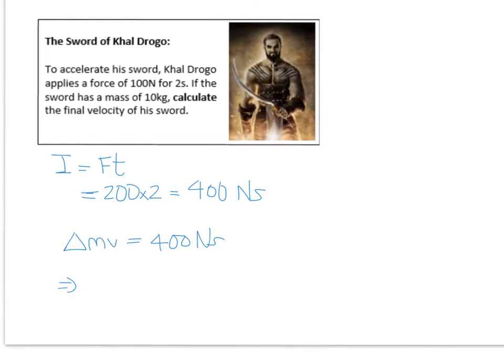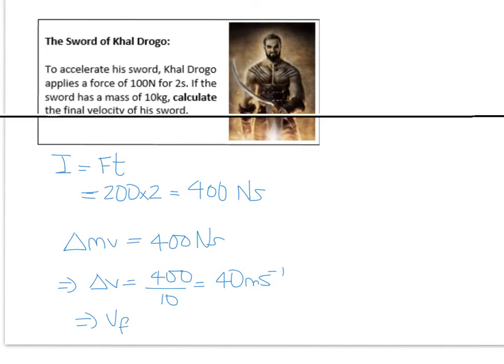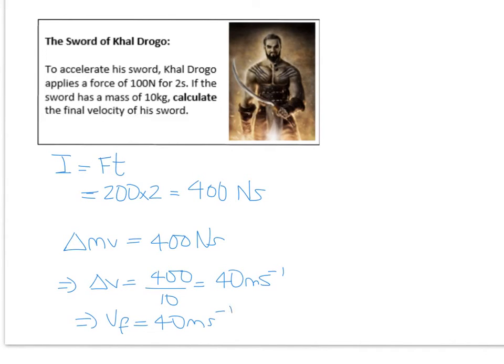So we can then calculate what the change in the velocity was. It's going to be the change in momentum divided by the mass, which is 10. So it's 40 meters per second, and it started at 0, so the final velocity therefore would be 40 meters per second because it started at 0 meters per second. So that's that one, quite a basic question.